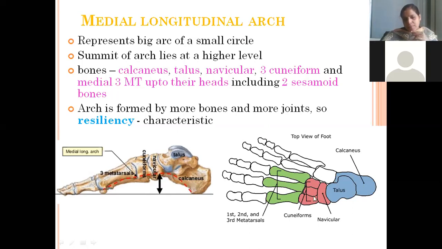So overall, if you observe, the arch is made up of most of the bones, because of which there is a lot of strength in the arch, so as to maintain the foot in a raised position. Is it coming directly in contact with the ground or is it lifted up? It's lifted up, because it is made up of more bones and more joints, because of which you will have this resiliency.